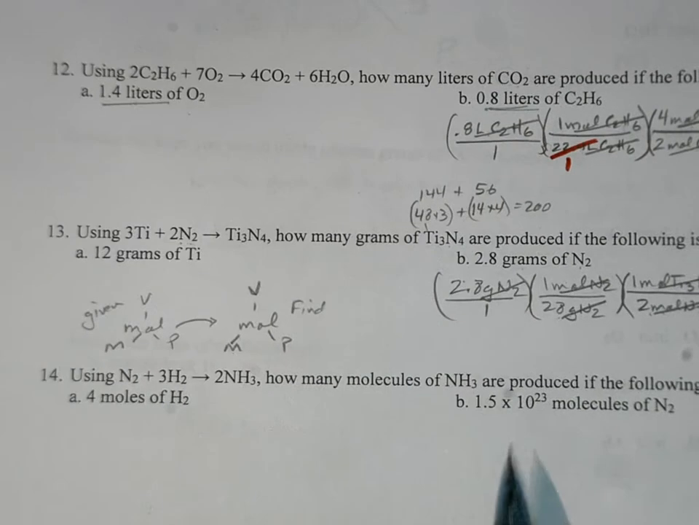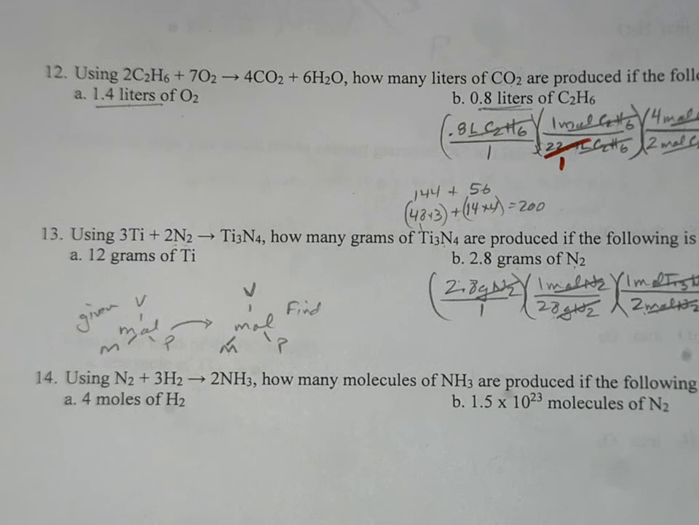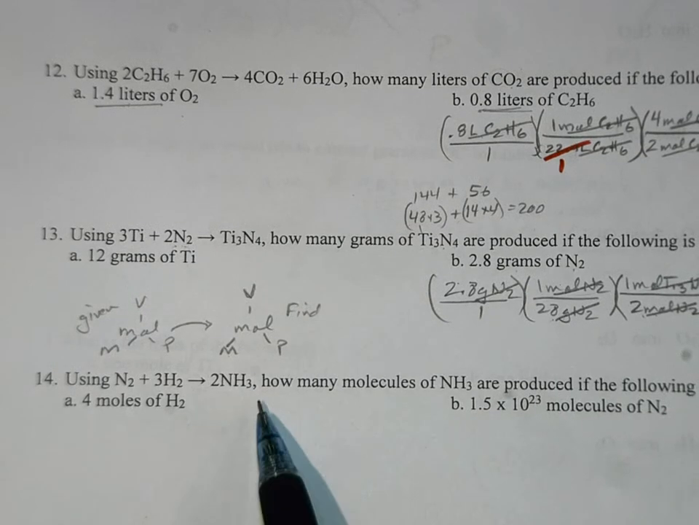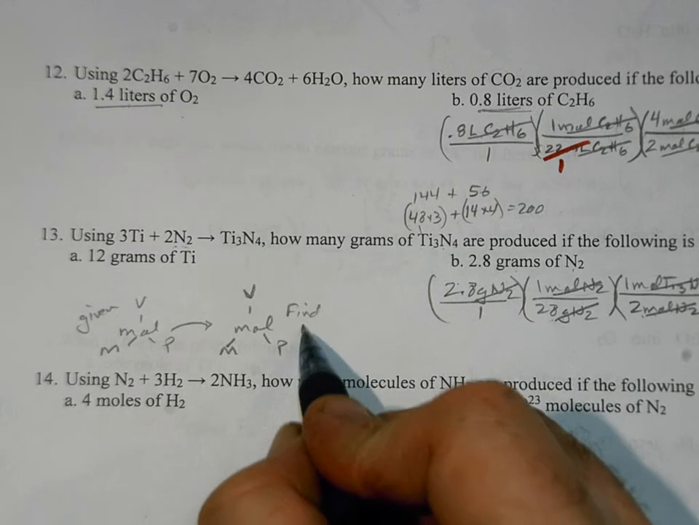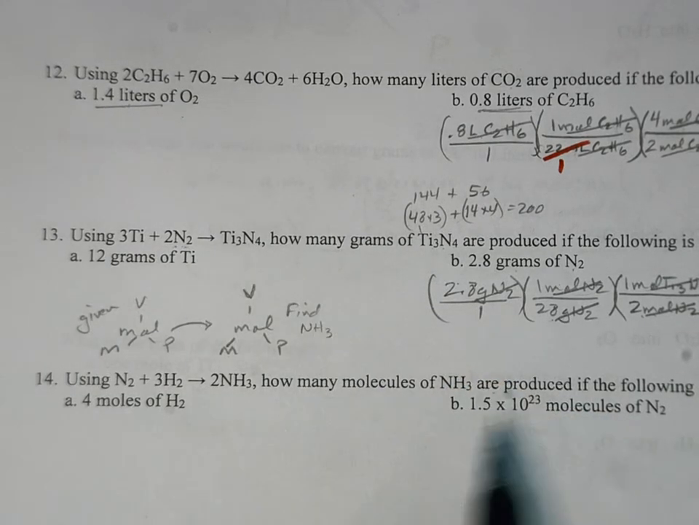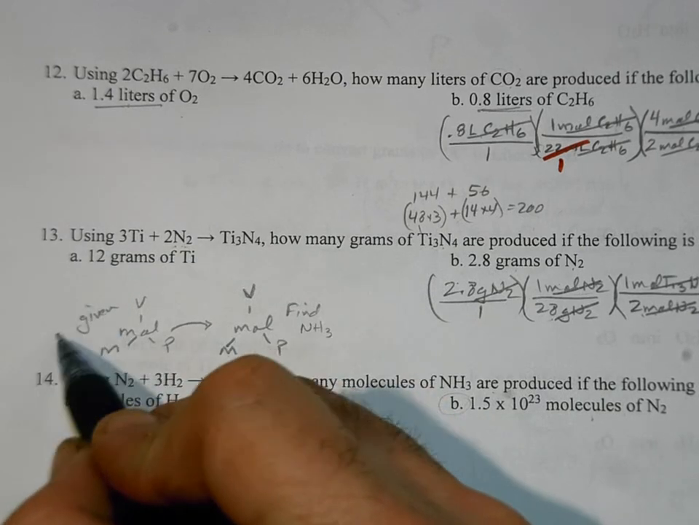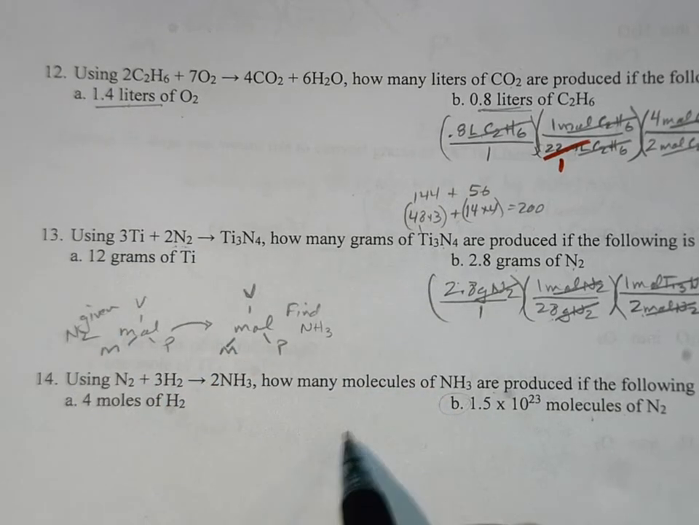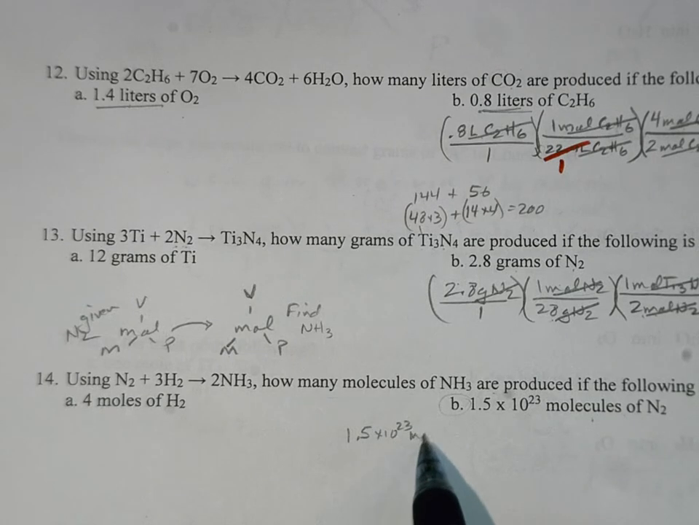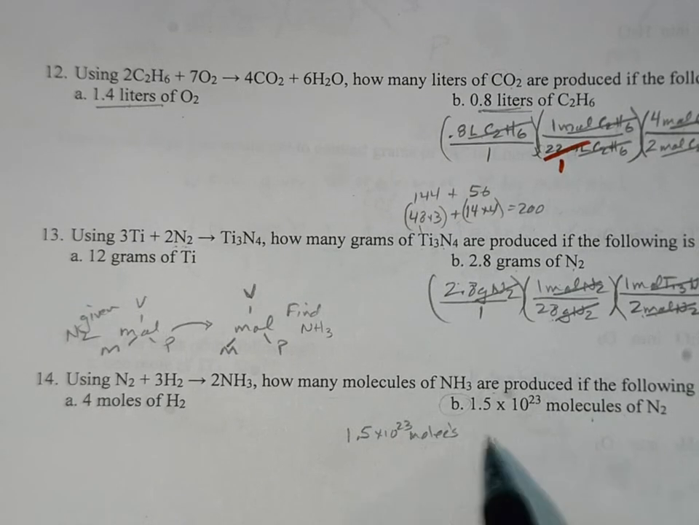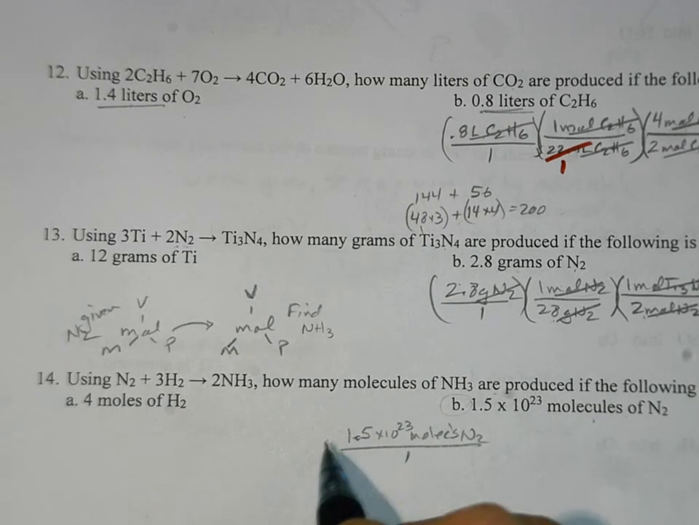So let's see. In class, a couple of classes ago, I think I did 14A. I'm going to just work on this one. So in this particular problem, we're looking for how many molecules of NH3 are produced. That's what we're trying to find, NH3. And we're given molecules of N2 since we're doing part B, so I'm going to call this side the N2 side. So we start with what's given, 1.5 times 10 to the 23 molecules of N2 over 1. Make sure we know that's a decimal point there.